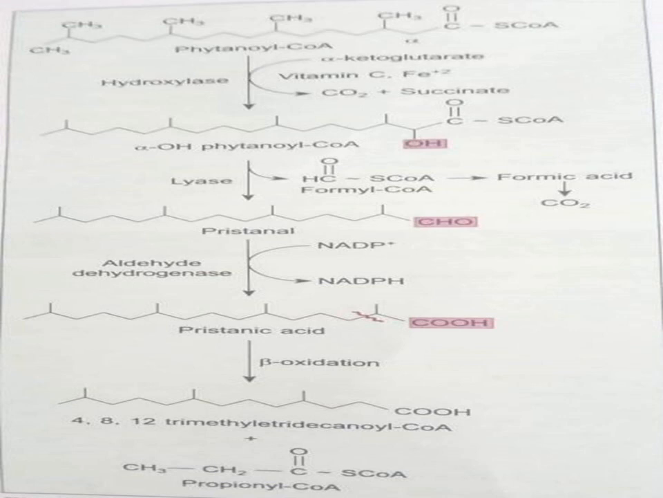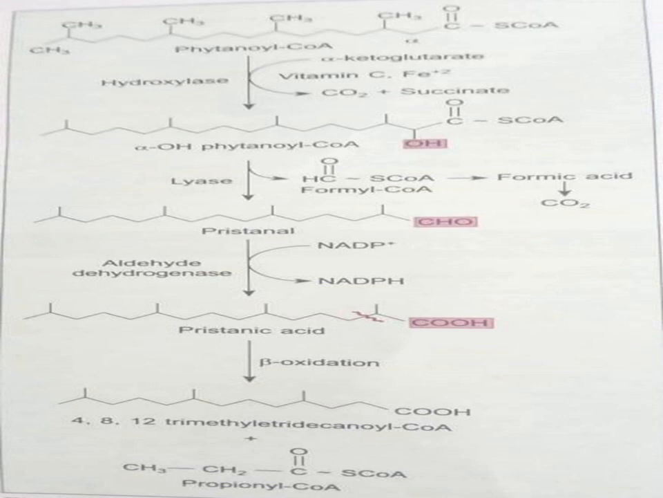Now this alpha hydroxyphytanoyl coenzyme A undergoes breakdown by the action of lyase enzyme and formyl coenzyme A is formed. This formyl coenzyme A later undergoes breakdown to form formic acid, which liberates carbon dioxide. Now in this reaction, the hydroxyl group present at the alpha carbon position is converted to an aldehyde group, that is the CHO group, and the product formed is called pristanal.